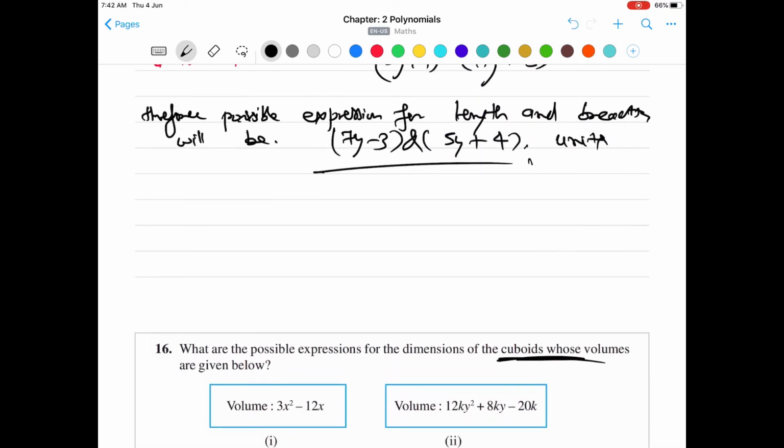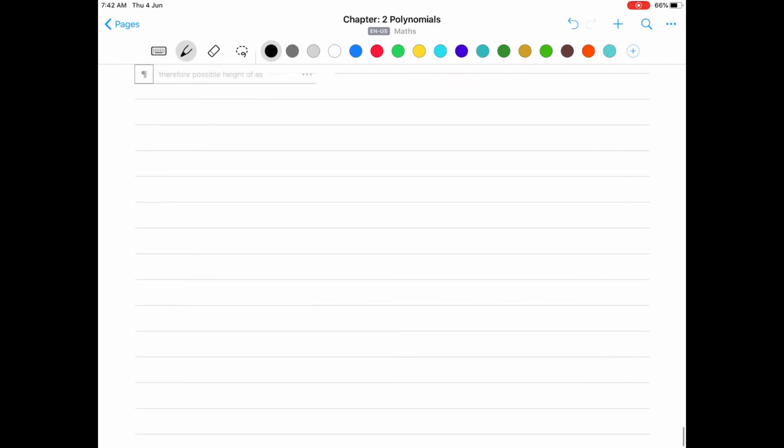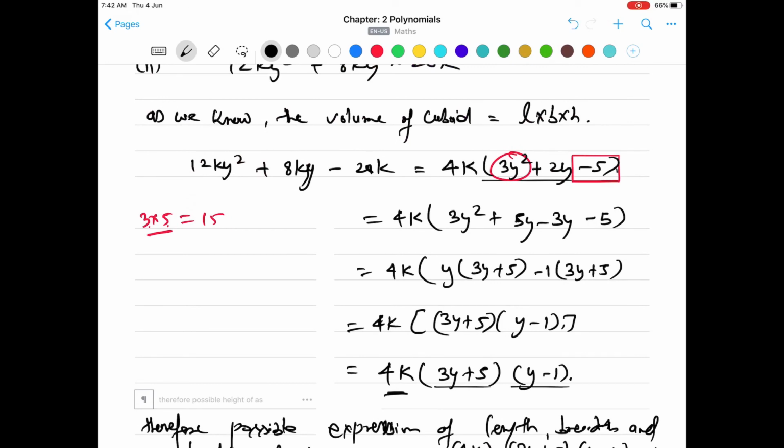So now we have finished all the questions of exercise 2.5, and also we have finished chapter number 2, which is polynomials. Okay, so now what you have to do is revise. First thing is you have to learn by heart all the identities, all the 10 identities. Without the identities you cannot solve any question. Then you have to practice all the questions multiple times, because all the questions in this exercise are very, very important. You will definitely have some questions from this exercise, so practice them very well.